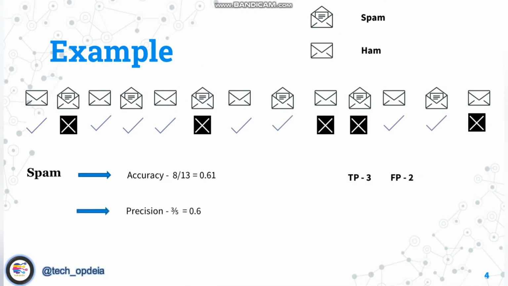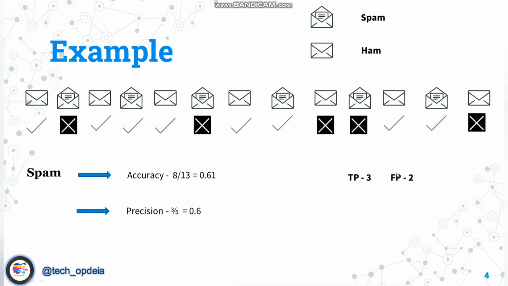Now what is precision? For calculating precision we need true positives and false positives. What is true positives? True positives here is 3. Why? Because our model has predicted it spam and actually the email was also spam. So this is 1, this is 2 and this is 3. Means 3 emails which were spam and our model also predicted spam, means true positive is 3.